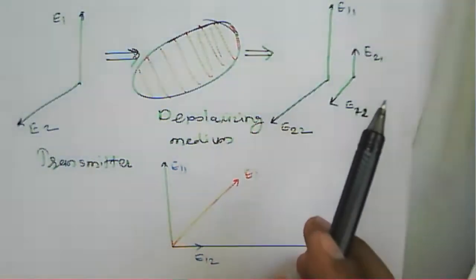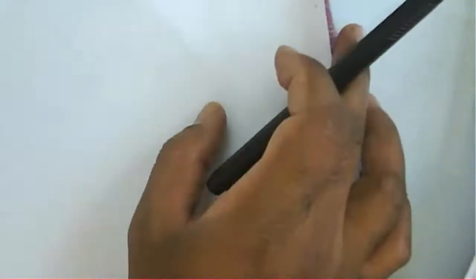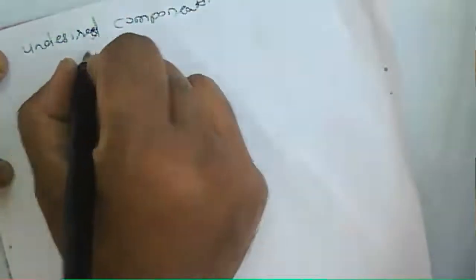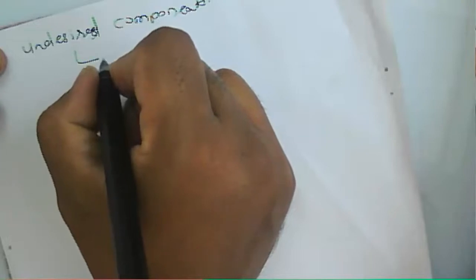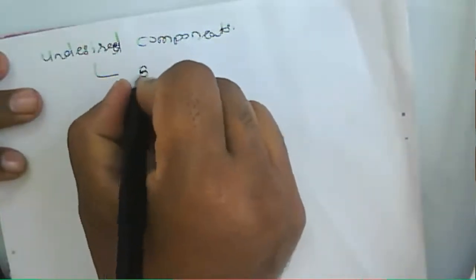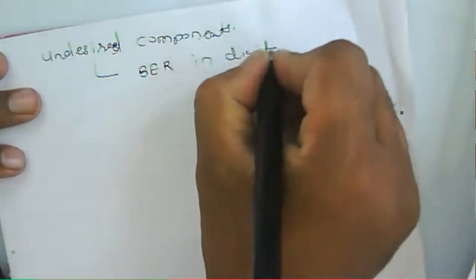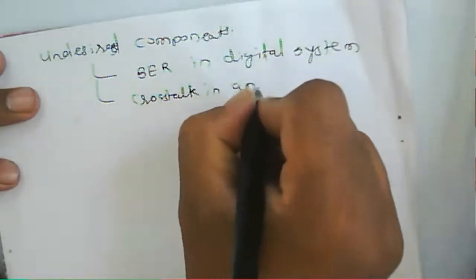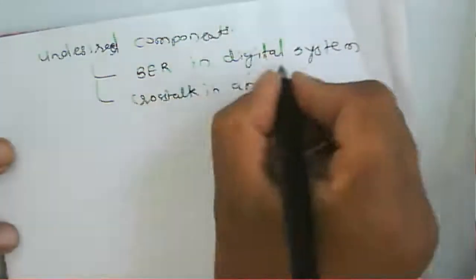Based on this desired and undesired component, we can find out the cross polarization factor or cross polarization component term. That undesired component will result in crosstalk in an analog communication system, and it increases the BER, the bit error rate, in a digital system.